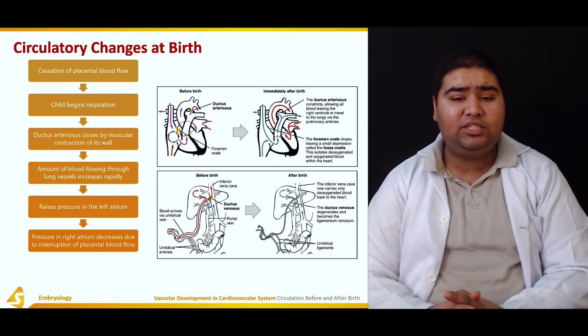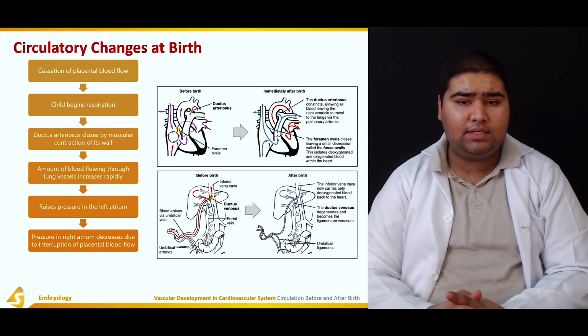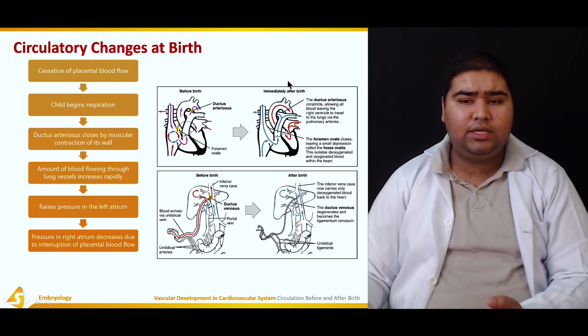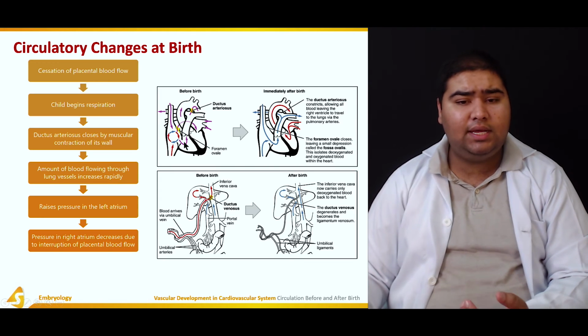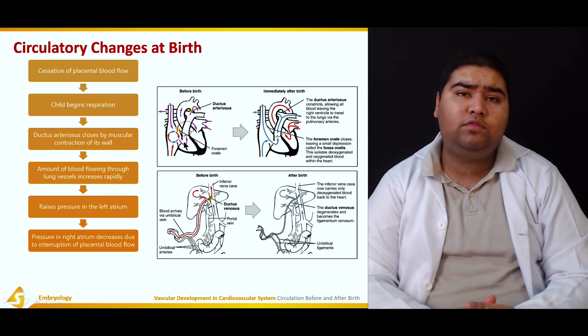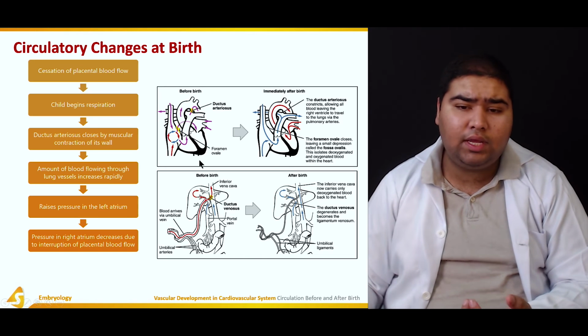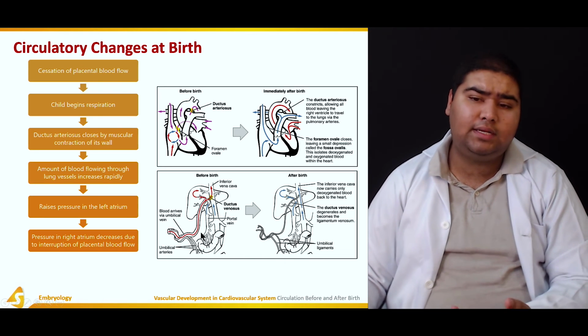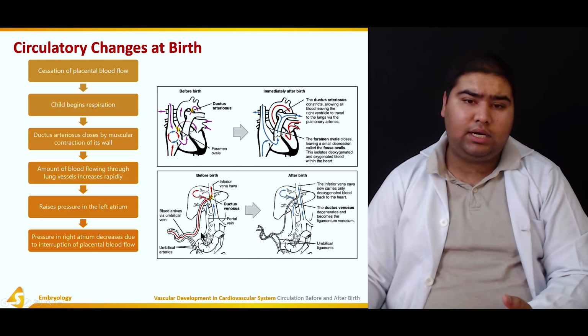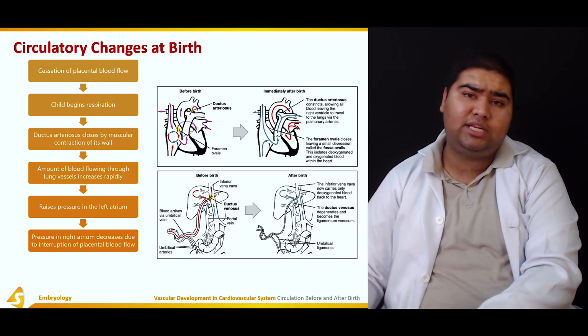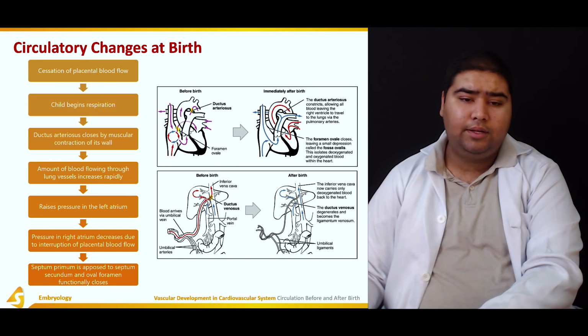So pressure in the right atrium decreases. Now the right atrial pressure decreases. Why does it decrease? Due to interruption of the placental blood flow. No blood is flowing to the right atrium through the placenta, so there is an interruption of the blood flow, so the right atrial pressure decreases.